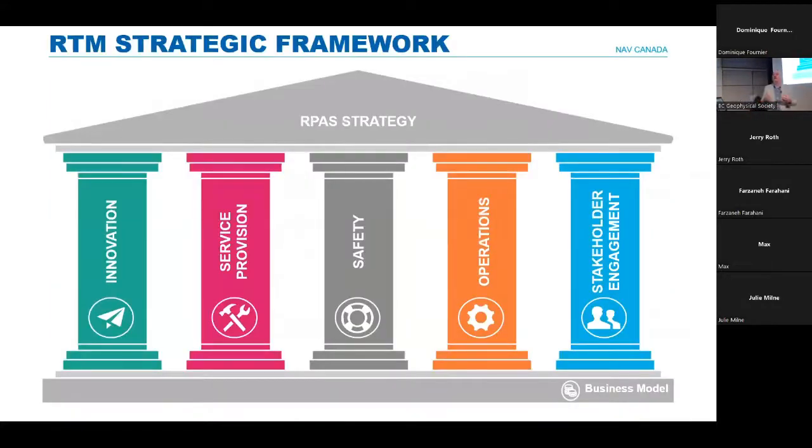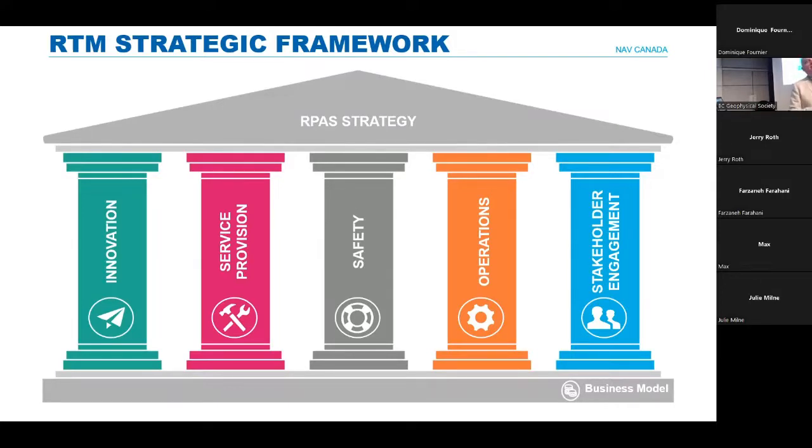So when NAV Canada looks at this and how we integrate RPAS into the airspace, there's 5 elements to our strategy. I'm going to talk about 2 of those. One is service provision, and that's the app that we've provided right now. And the second is safety. I'll talk about safety, but there's other considerations that go into this, including our work with the regulator.